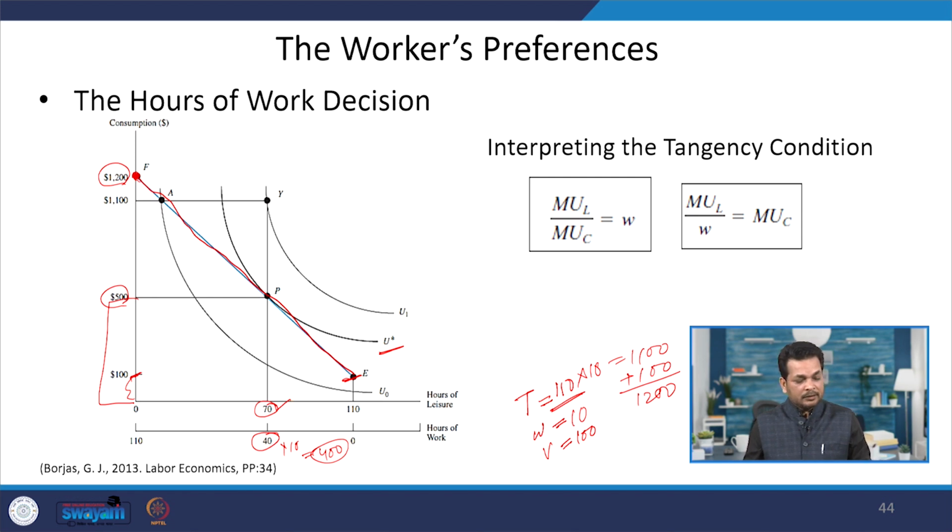Any point other than this P, let us say point Y, the worker would be happy to be at point Y on this higher indifference curve, utility function U1, but it is not affordable with this level of non-labor income and wage rate. While comparing point P with point A, you can see that point A lies on a lower indifference curve, which means having point A is going to give him a lower level of satisfaction as compared to point P. So, he is much better off at point P as compared to point A.